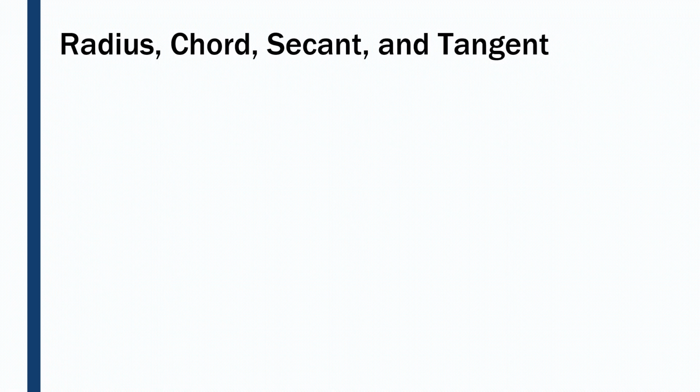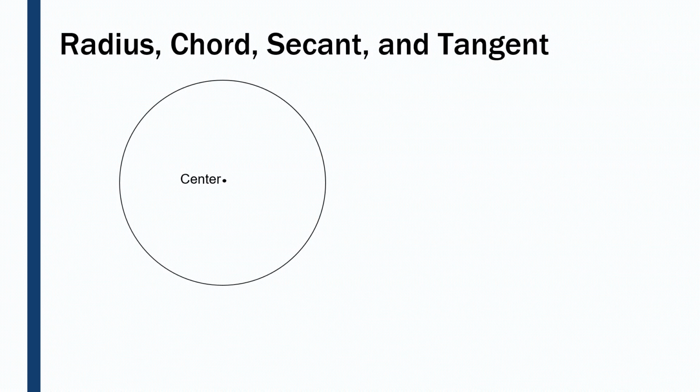Let's learn some terminologies before we start proving our theorem. Here's a circle with a center. And first one is radius. The common distance r from the center to the points of the circle is a radius. Chord. A chord is any line segment joining two points of a circle.